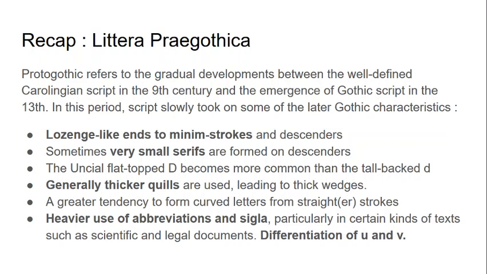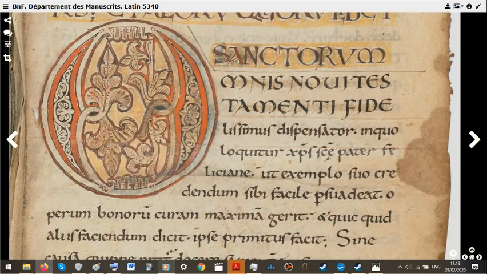Sometimes you would have very small serifs forming on descenders. You would have a flat-topped uncial D becoming more common than the tall-backed D. You would have generally thicker quills being used, which would lead to quite thick wedges, and you would have a greater tendency to form curved letters from straighter strokes, and you would have a heavier use of abbreviations and sigla, especially in certain kinds of texts, such as scientific and legal documents, and you'd also see a more common differentiation of U and V and W, because these are letters useful for writing vernacular names, which are increasingly entering into Latin documents. Here is an example of Proto-Gothic script.